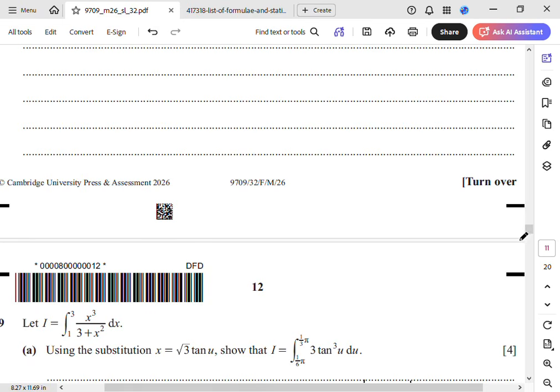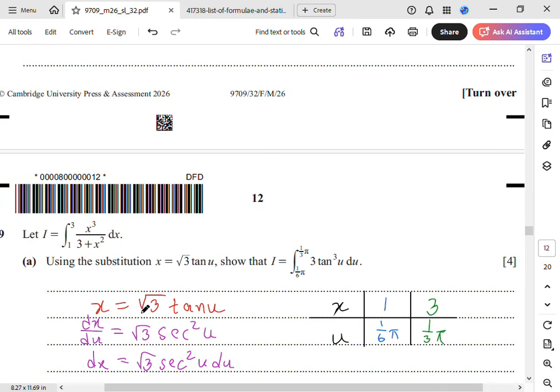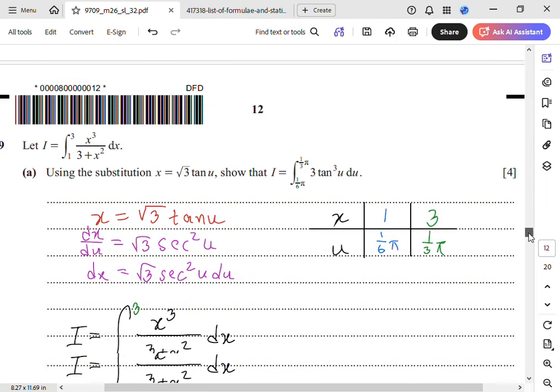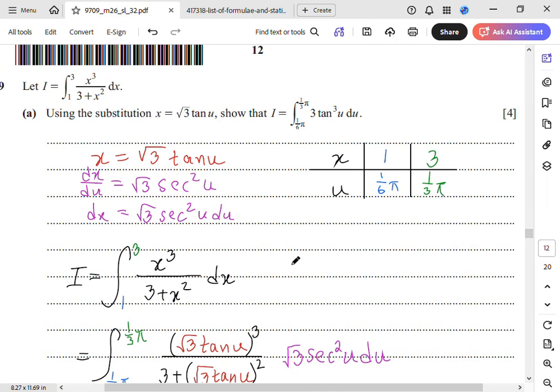So since I'm using substitution, x is equal to root over 3 tan u. So if you differentiate this, you get root over 3 sec squared u. So that means dx is root over 3 sec squared u du. So if x is equal to 3, u would then become 1 by 3 pi. If x is equal to 1, u would become 1 by 6 pi. So substituting everything into the equation, I then becomes the integral from 1 by 6 pi to 1 by 3 pi, and I can write the x as root 3 tan u whole cubed, right?